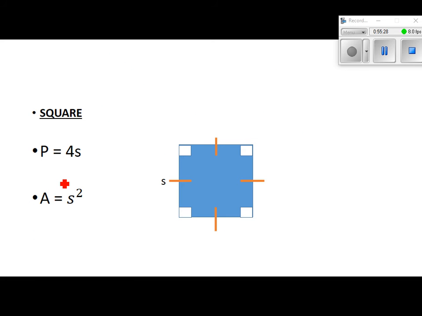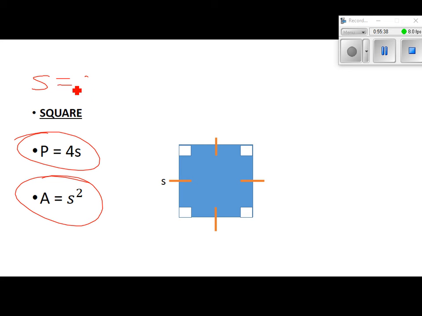Next, square. Perimeter of a square. This is the formula for perimeter of a square. This is area of a square. What's that S stand for? Side. S stands for the length of a side. Length of one side.